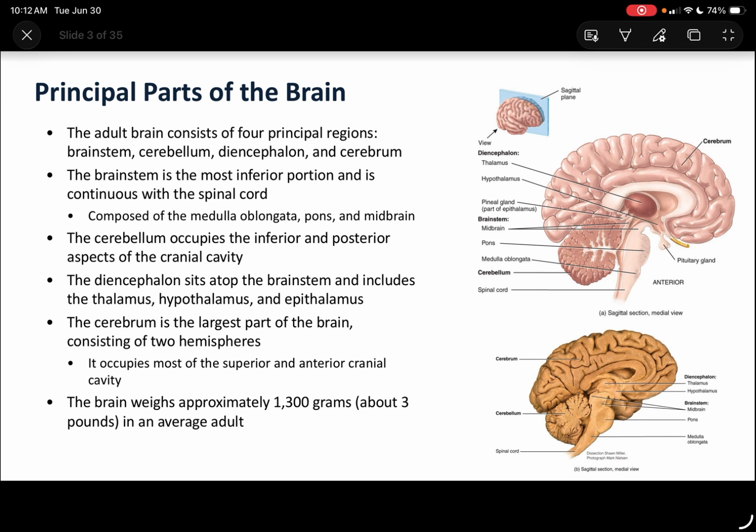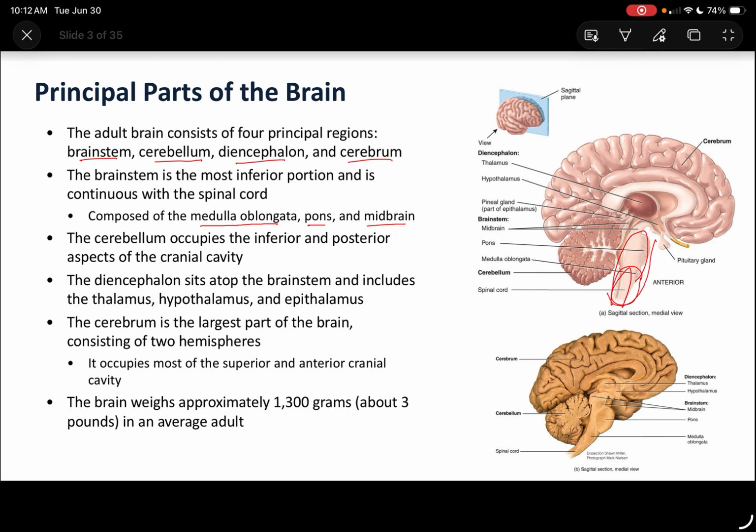So as adults, we have four main regions of the brain. We've got the brainstem, the cerebellum, the diencephalon, and the cerebrum. The brainstem is going to be the most inferior portion of the brain, and this is actually going to be continuous with the spinal cord that we can see here. The brainstem itself is composed of the medulla oblongata, the pons, and the midbrain. We'll talk more about each of these individual components in a little bit.